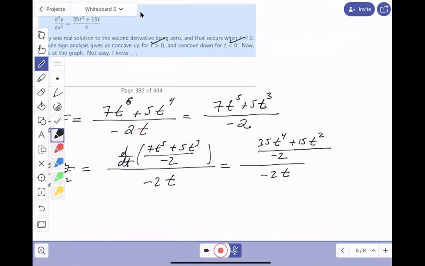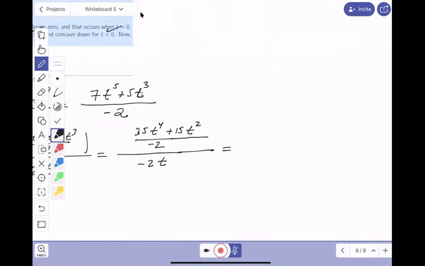t squared. I have to simplify this now because it's too difficult to look at. And certainly it's positive. Let me write this down: 35 t^4 plus 15 t squared. So negative 5 minutes, we'll put 2 over here. And then times the reciprocal of that, which would be dividing by 2t. So 4t.